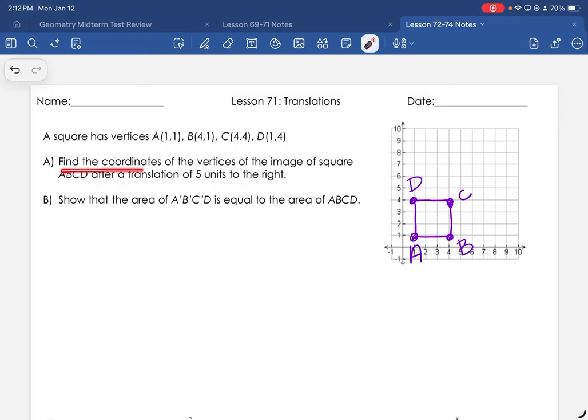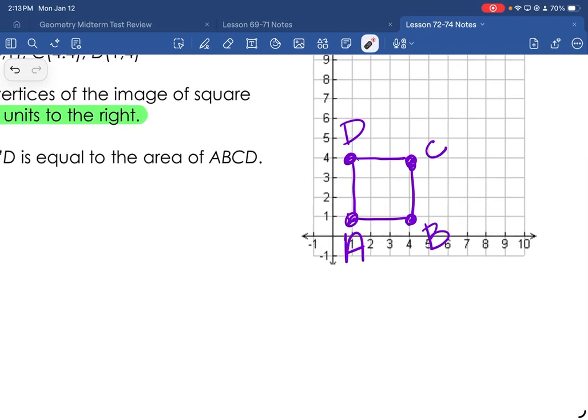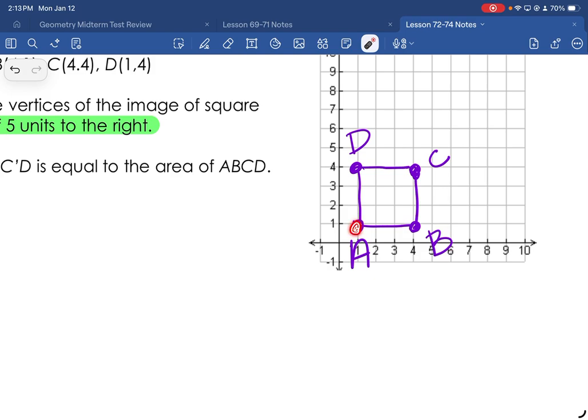It says here, find the coordinates of the vertices of the image of square ABCD after a translation of 5 units to the right. So we're going to start with A. Look up here. We have A. We're going to move 5 units to the right. We're going to plot our new point and we're going to label that A prime. So A apostrophe. Okay, I'm going to use a different color just so it stands out. So there's my A prime.